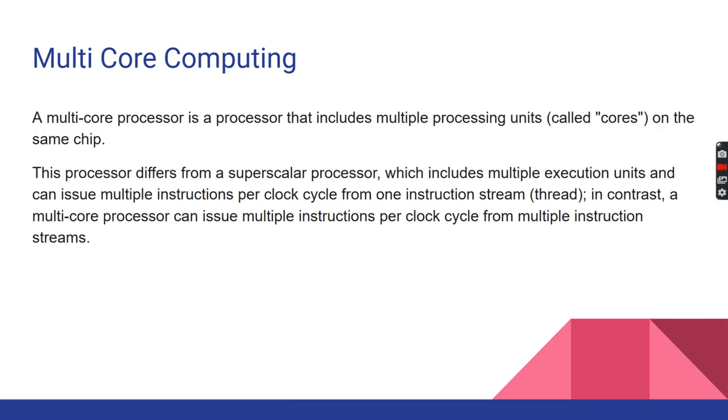These processors differ from superscalar processors, which include multiple execution units and can issue multiple instructions per clock cycle, but from one instruction stream or thread. In contrast, a multi-core processor can issue multiple instructions per clock cycle with multiple instruction streams.